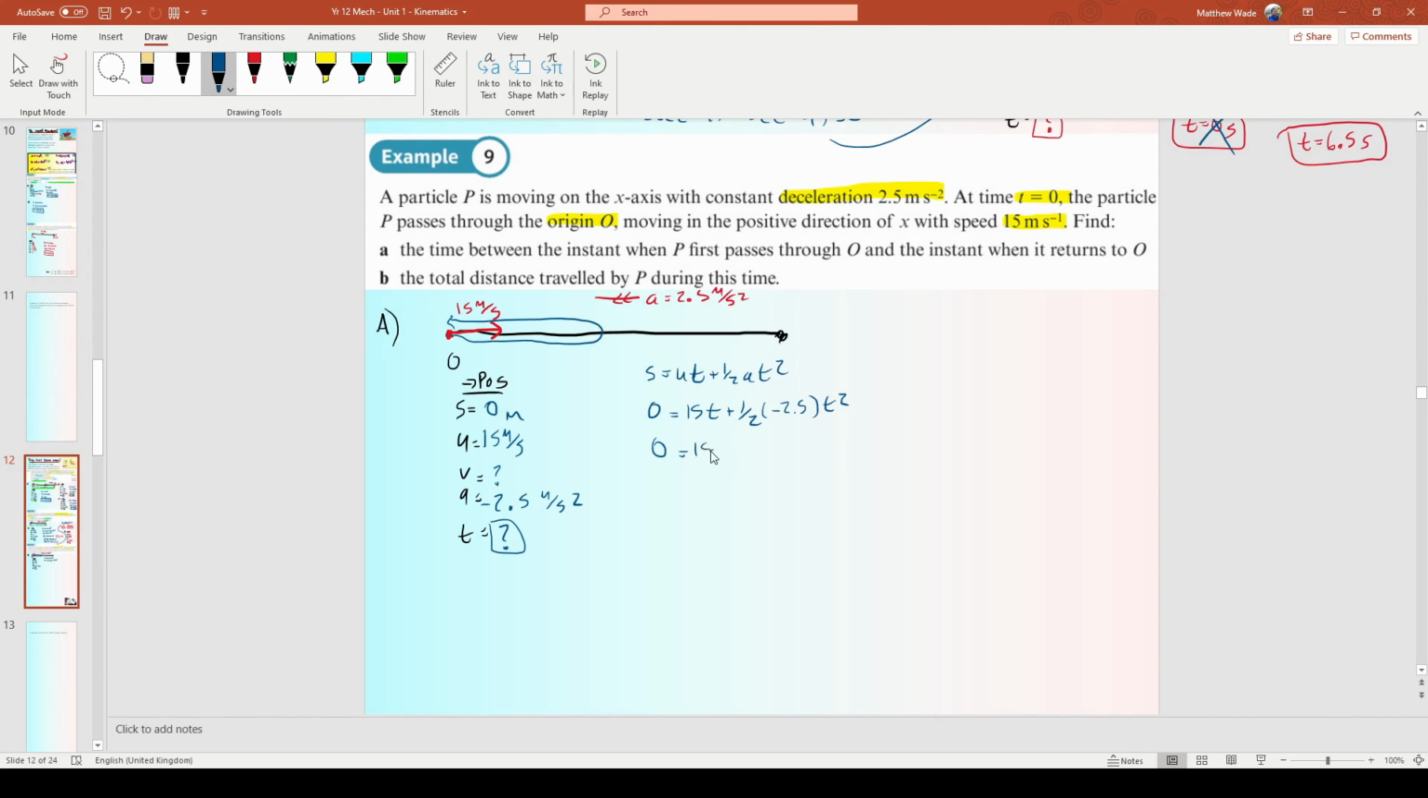Cool. 0 equals 15t minus 1.25 t squared. Take a t as common. T, 15 take 1.25 t. And then that means we got our 2 answers. T equals 0 or t equals 15 divided by 1.25. 15 divided by 1.25 is 12. 12 seconds. Which one is the real answer? Well, it's 12 seconds because it started at time 0 at the origin and it's returned there after 12 seconds. That one you discard. 12 seconds is the answer, like a boss.